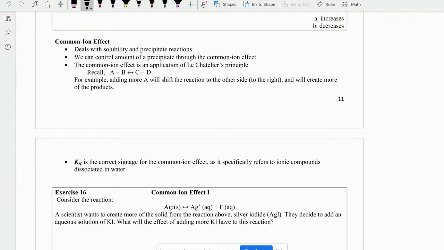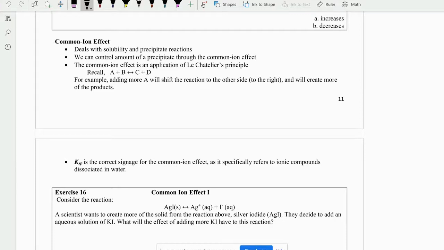Okay, so to finish up this last video here, I wanted to briefly talk about something called the common ion effect. Now, I just hope to introduce this concept here, and I'm hoping we can actually touch on it in more detail when we get to our acids and bases unit. But ultimately, the common ion effect deals, at large, with solubility and precipitation reactions. And what we find is that we can actually control the amount of precipitate that's forming in a reaction through the common ion effect. Now, this is simply an application of Le Chatelier's principle.